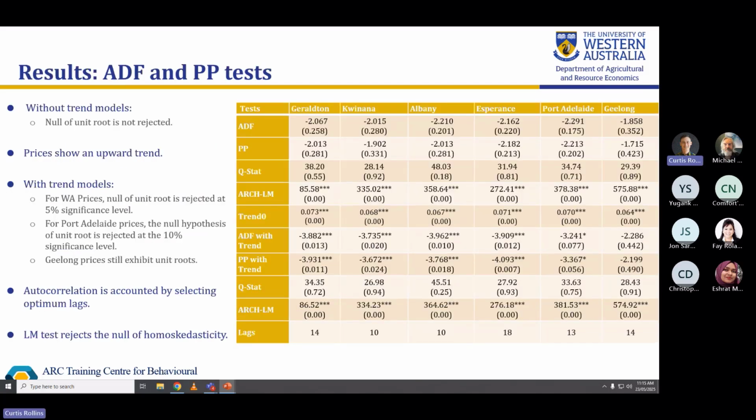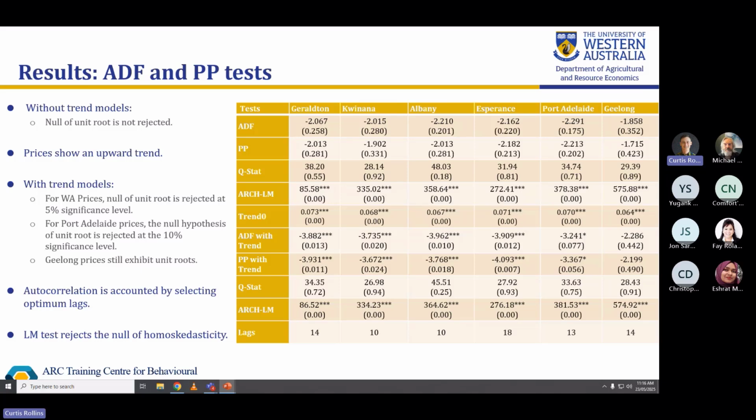I start with the results from the conventional test without trend. So when I estimate this ADF and Phillips-Perron test without trend, the null hypothesis of unit root is not rejected. That means they exhibit the unit root. That means we cannot predict the future movement of the price based on the past price information. That means we accept the weak form of efficiency without trend.